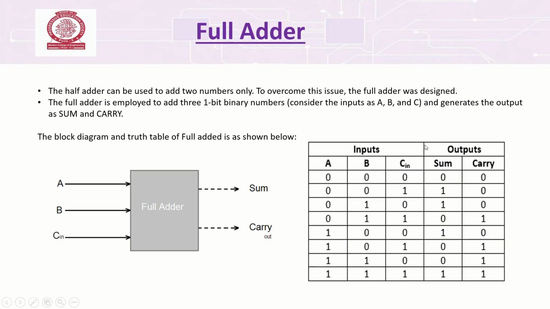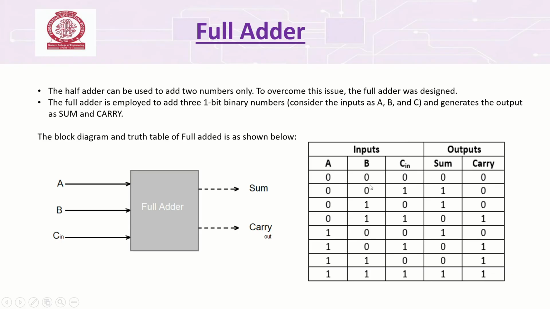In the truth table, we have columns of input and output. Output is sum and carry, and inputs are three, so it will be A, B, and C in. The number of combinations will be 0 to 7, that is there will be 8 combinations. So 0 0 0, 0 0 1, 0 1 0, 0 1 1, 1 0 0, 1 0 1, 1 1 0 and 1 1 1.